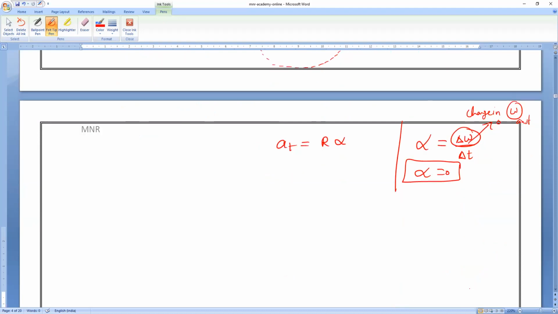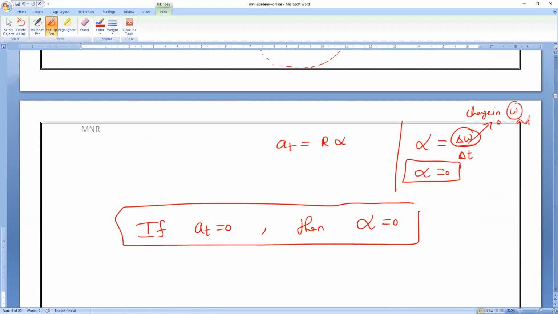Understood? So if tangential acceleration is 0, then automatically angular acceleration also becomes 0. A very, very important point. Please note it: if tangential acceleration is 0, then the angular acceleration of a body is also 0. That is what you have to remember.